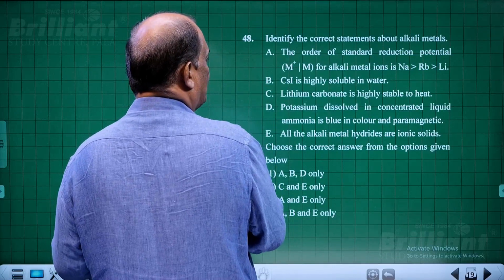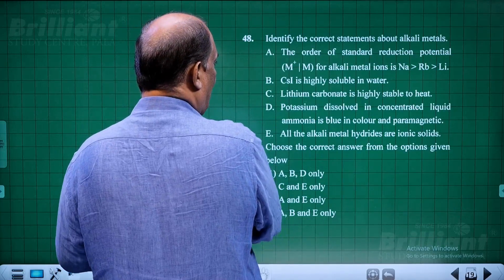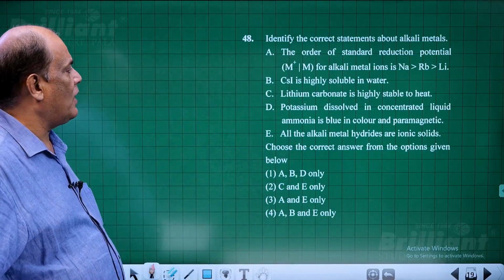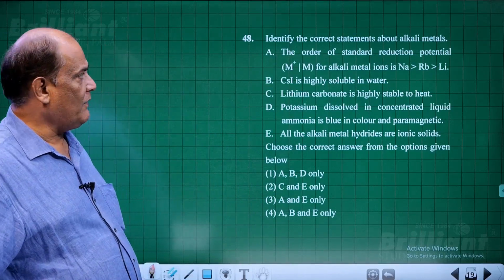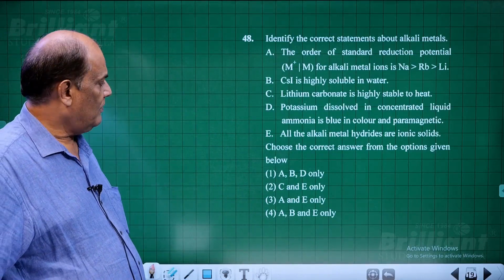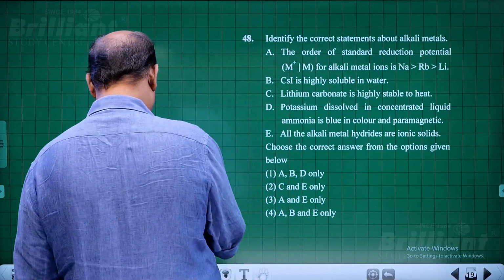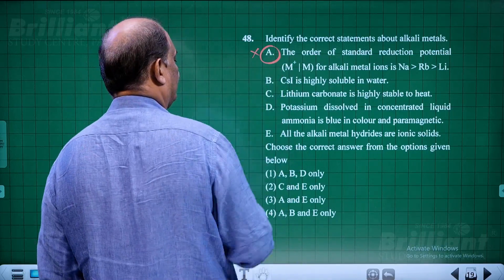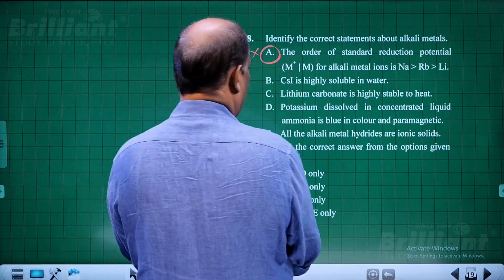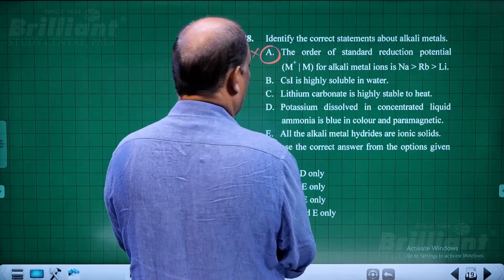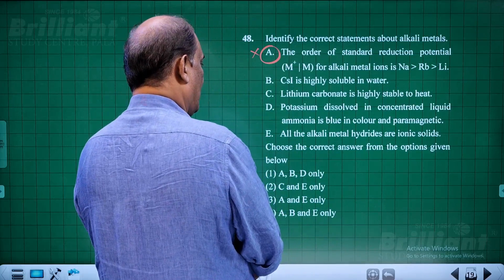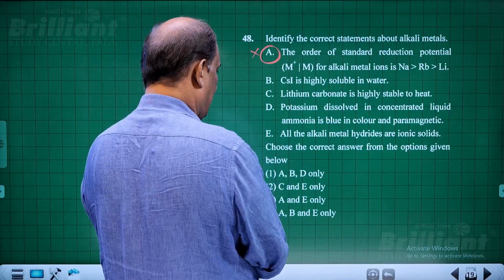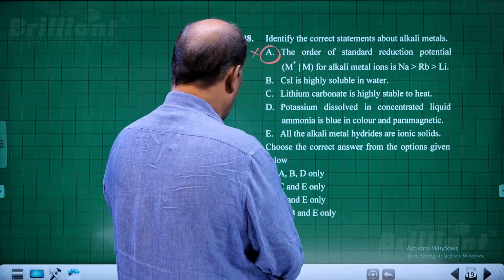Identify the correct statement about the alkali metals. The order of standard reduction potential, sodium greater than rubidium greater than lithium, that is not correct. Cesium iodide is highly soluble in water, this is wrong. Lithium carbonate is highly stable to heat, wrong. Potassium dissolved in concentrated liquid ammonia is blue in color and paramagnetic, correct. All the alkali metal hydrides are ionic solids, correct.